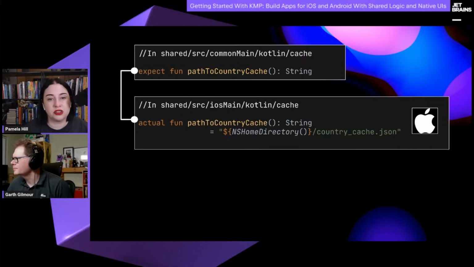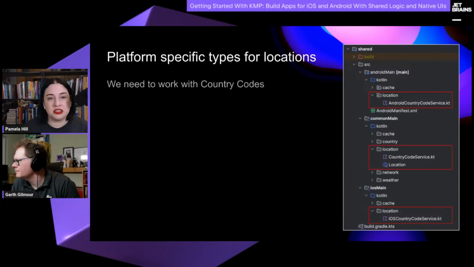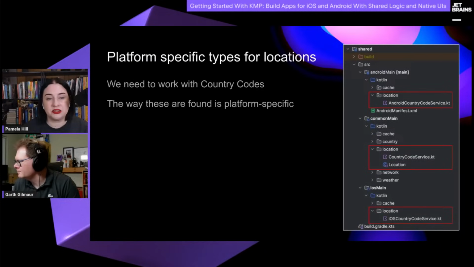path to country cache. Now, I see there's a question that says, doesn't KTOR support HTTP cache? It depends on the API, and the API in this case did not support the HTTP cache. So for platform-specific support, we also need to remember that we want to have the current country at the top of the list. So we have to work with locations and regions of that device. So for that, we need to work with country codes. And the way that we find these is platform-specific.